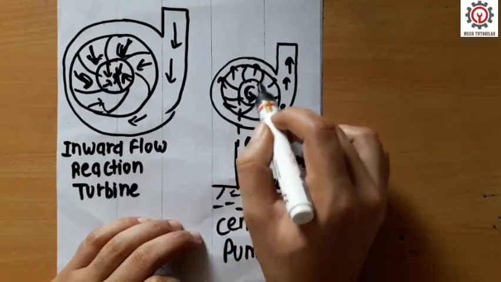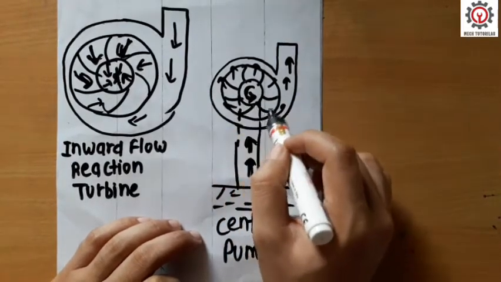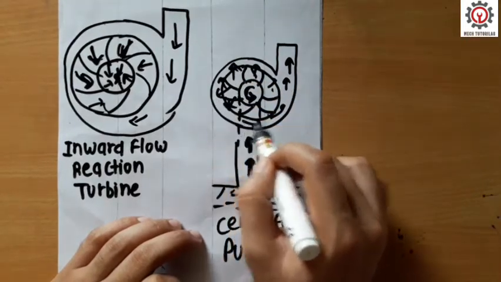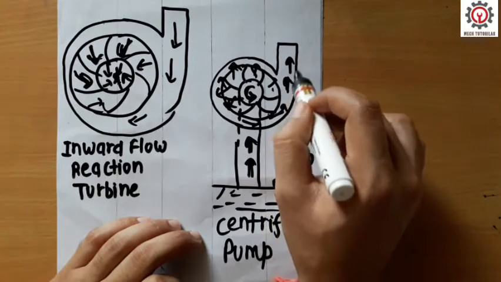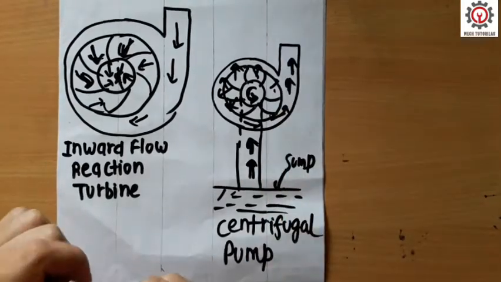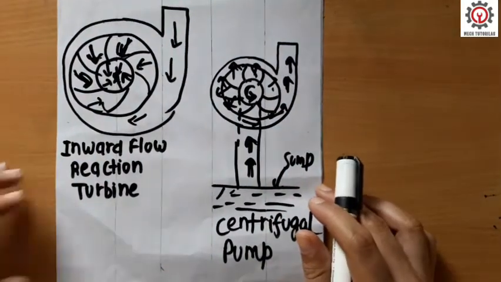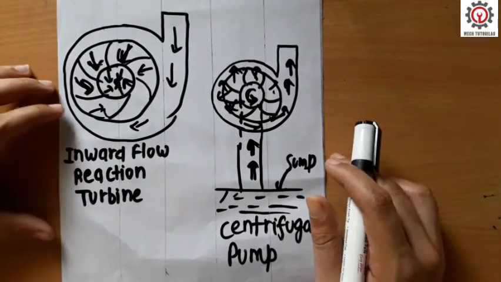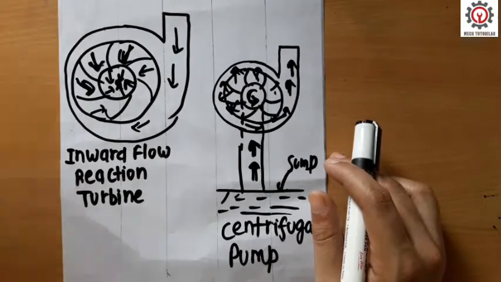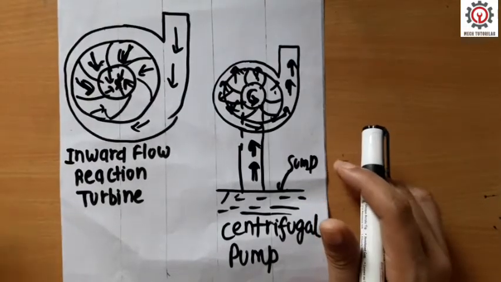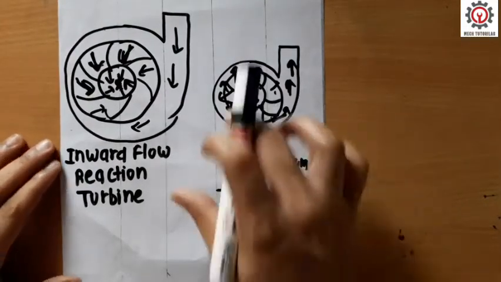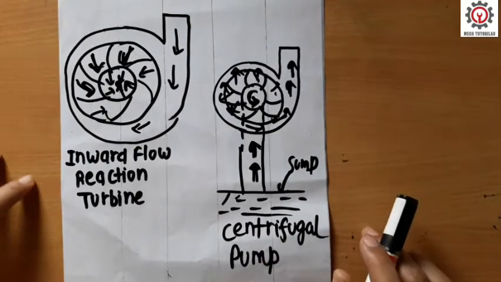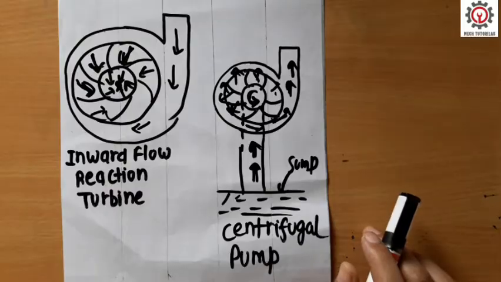Suppose this impeller is rotating anti-clockwise, so water will enter and flow outward, and in this direction water will come out at a high head or with high velocity, and we can lift this water from low head to high head. So this is the mechanism of flow of water in an inward flow reaction turbine and a centrifugal pump.